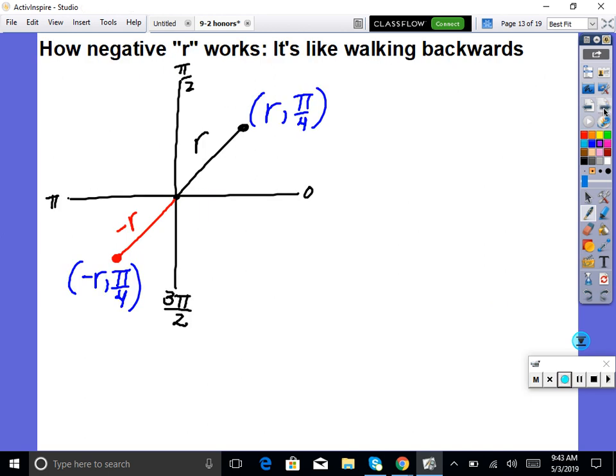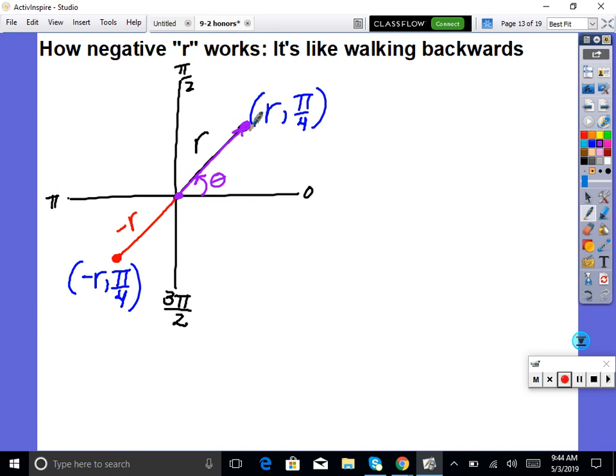Okay, so let's talk about how a negative r works, a negative radius. Now think about it, you can't go back. Like, you have to create a positive distance, right? Radius is always positive. So this is how negative radiuses work. So what would happen was, instead of a positive radius means you would go to the angle, theta, and then you would walk forward to get to the point.